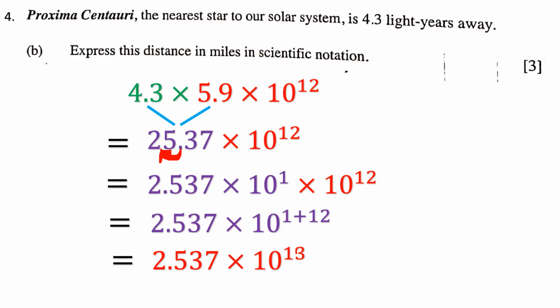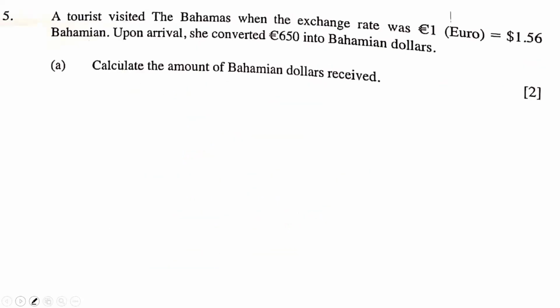Okay, let's move on to the next question, which is 5A. It says a tourist visited the Bahamas when the exchange rate was €1 equals $1.56 Bahamian. So the exchange rate is €1 equals $1.56 in Bahamian money. Upon arrival, she converted €650 into Bahamian dollars. Calculate the amount of Bahamian dollars she received.